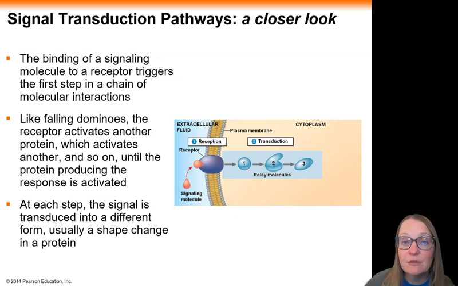Every time a relay molecule gets activated, most frequently that activation is in the form of a shape change for that relay molecule. So the interaction with the previous relay molecule will allow the subsequent relay molecule to change its shape, get that active state, and then it can go on and do its job by interacting with the next protein or relay molecule in line.